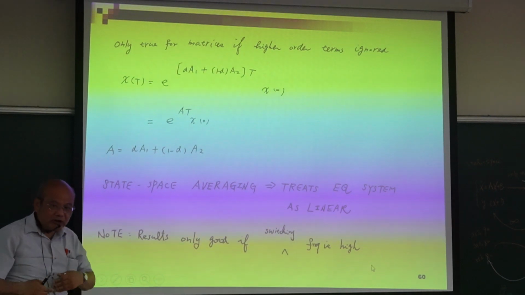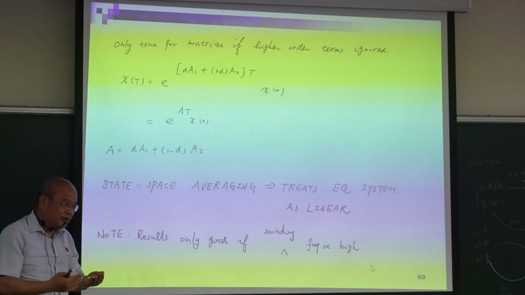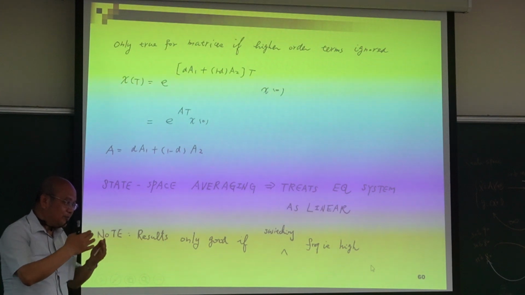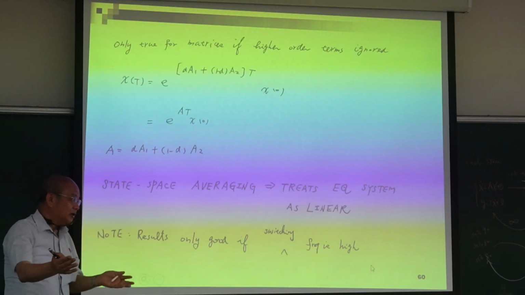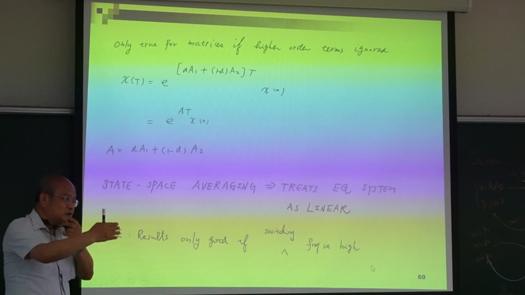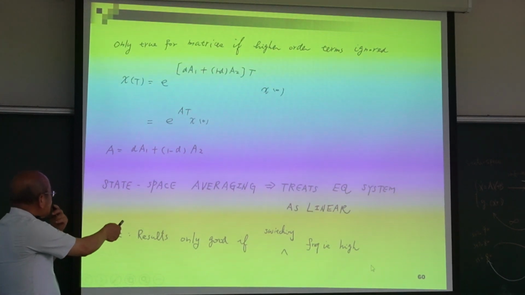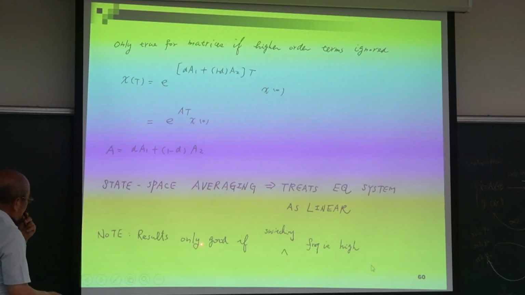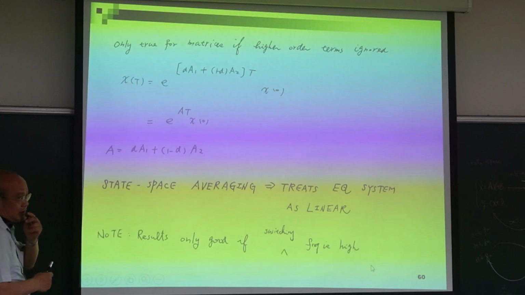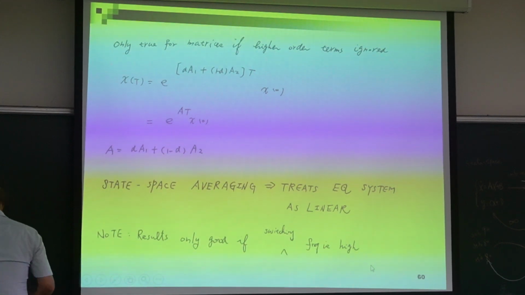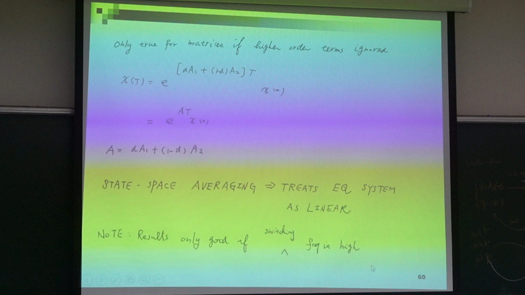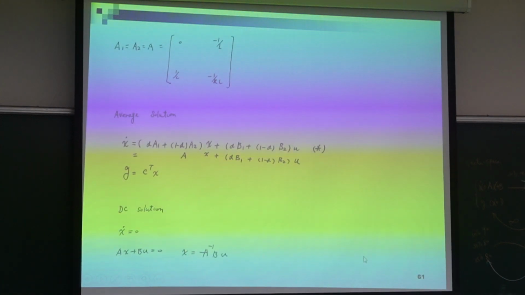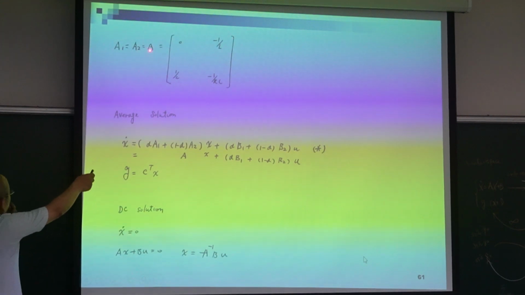So how can we use state space averaging? There is one condition. Your switching should be very quick. If your switching is too slow, then you cannot combine these two together. So it is only good for high frequency switching. So this is the basic idea. So then what can we do? We can combine A1 and A2, B1 and B2. So finally we get A here.